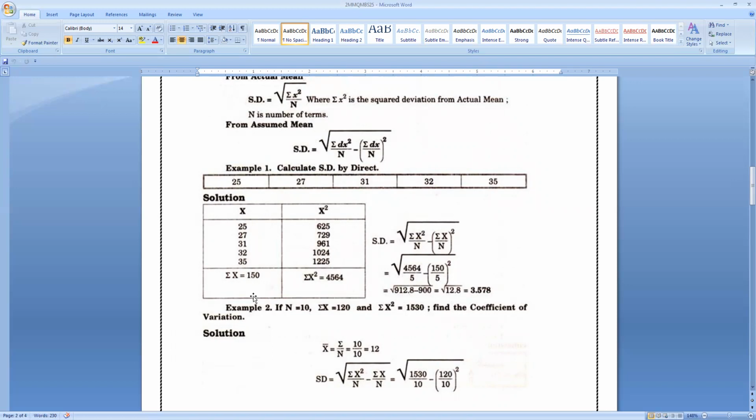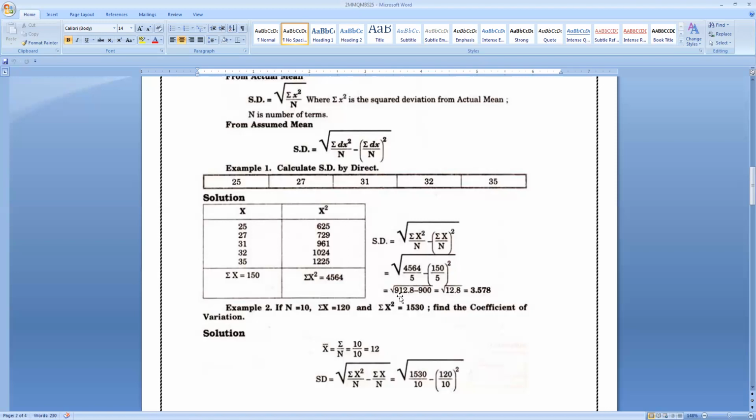Then we'll have to total the value of sigma x, that is 150, and sigma x square is 4564. If you are not taking the help of deviations, this is how we calculate by the direct method. So standard deviation equals root of sigma x square by n minus of sigma x by n whole square. What is this sigma x square? Root of 4564 divided by the number of items, 5, minus of sigma x, which is nothing but 150 by 5, whole square.